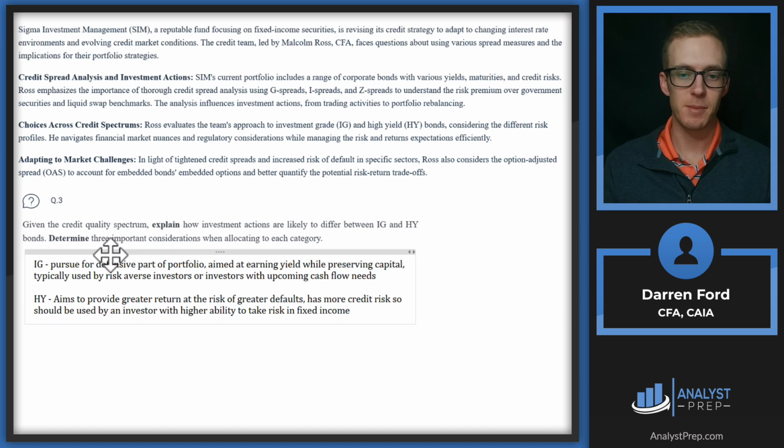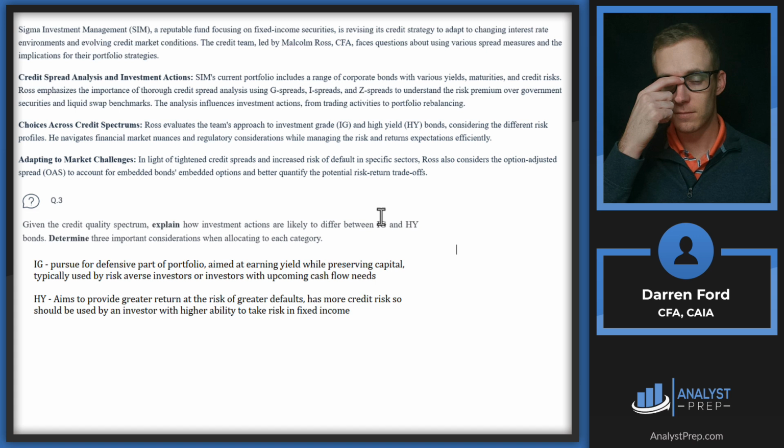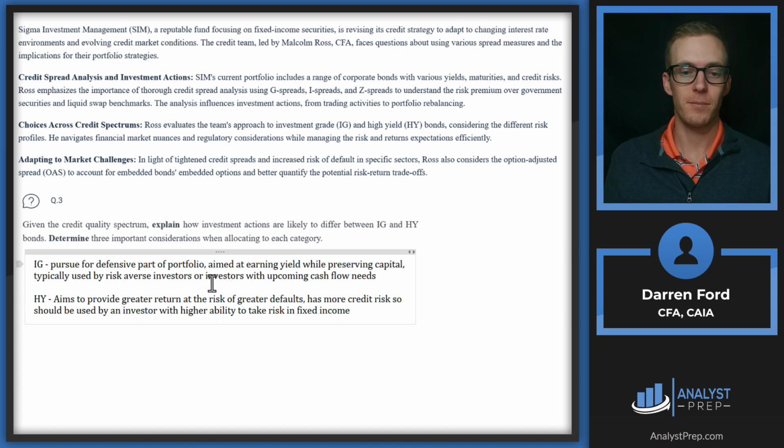The investment actions for investment grade are typically going to be used for the defensive part of a portfolio, aimed at earning some yield, but the main goal here is preserving capital. This is typically used by risk-averse investors that just want to earn some type of return but want to preserve capital, or investors with upcoming cash flow needs who are doing some type of liability matching and just need some return on their money. That can be an individual or an insurance company.